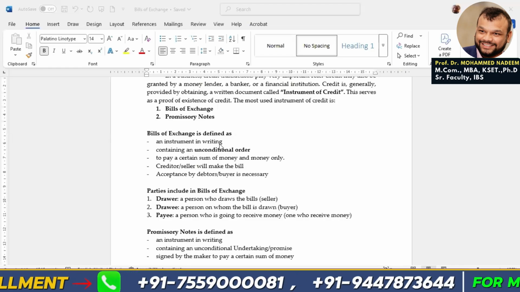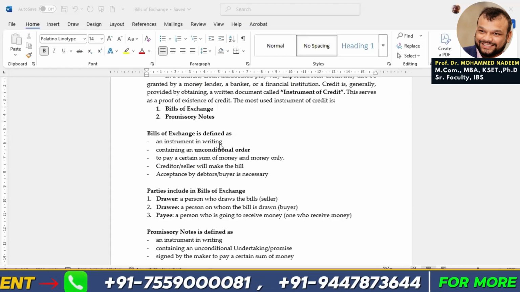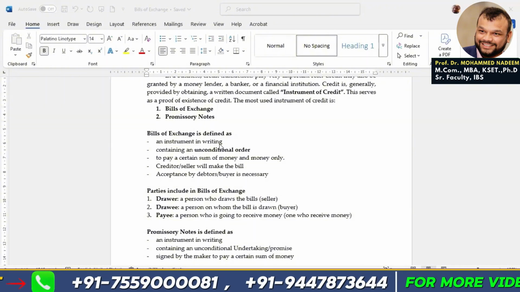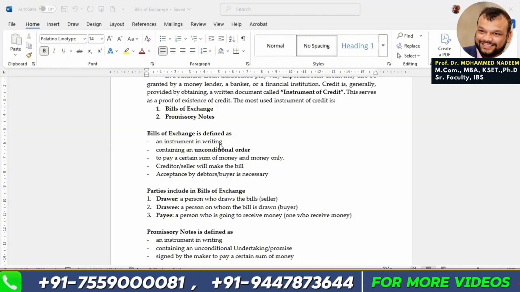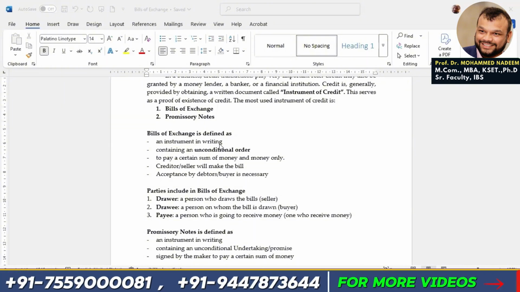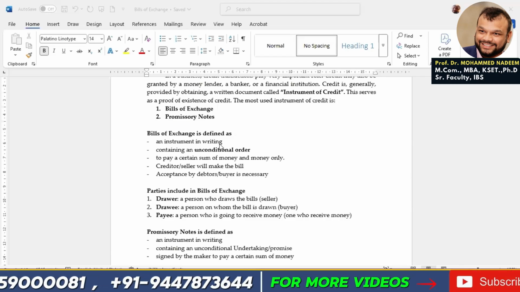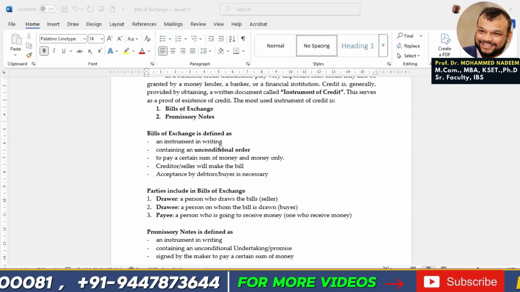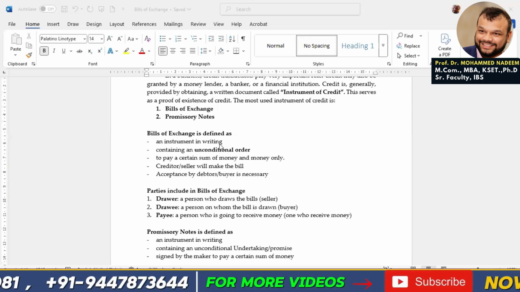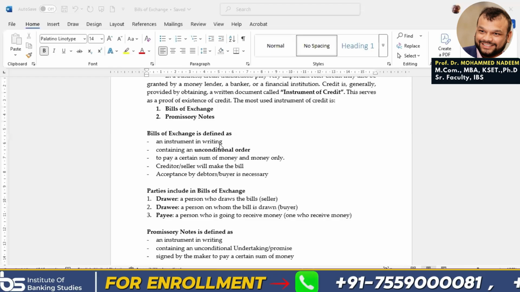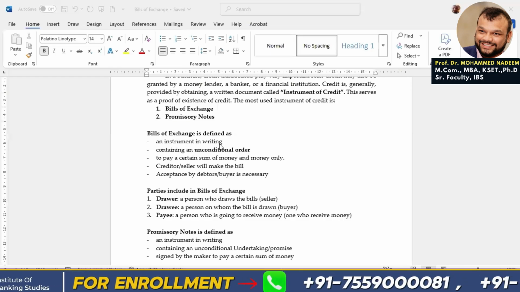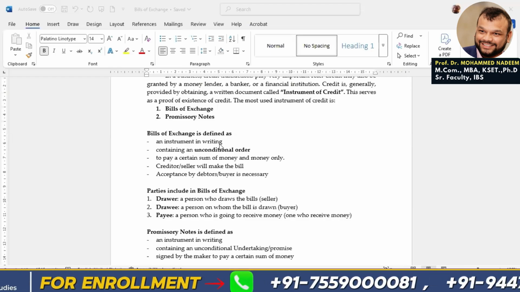Okay. Now, the payee is the one who receives the money. It is not necessarily a bank, but in most cases, it will be a bank. So the payee is the one who receives the money.